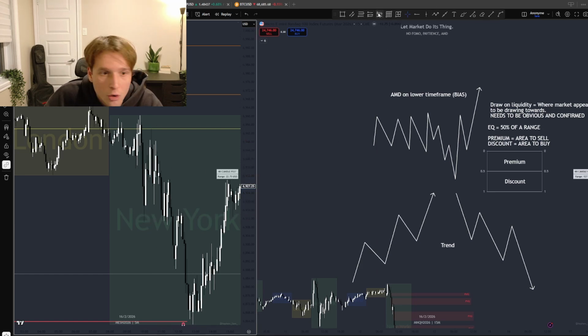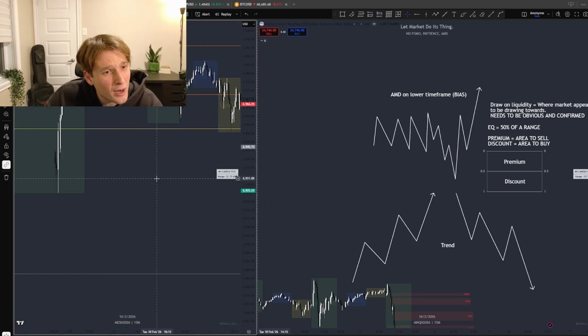We can either enter on our gap, we can enter on EQ of this leg, we can enter on OTE, we can enter anywhere really, right? All we got to do is wait for the pullback at this point, and then we just enter, right? On the 5, on the 5. There's probably even a 15-minute gap.